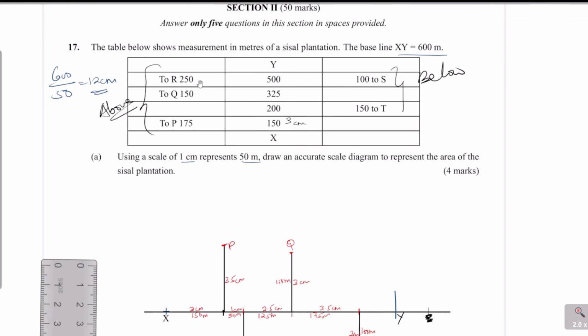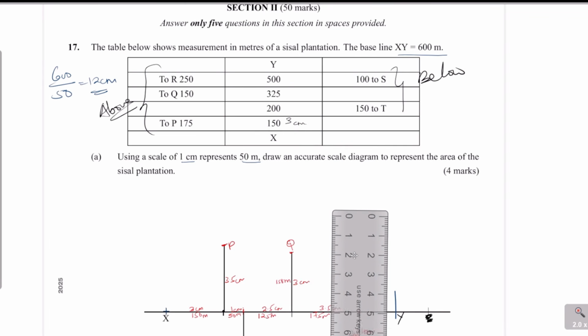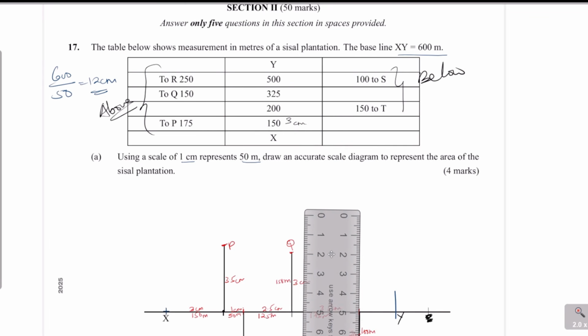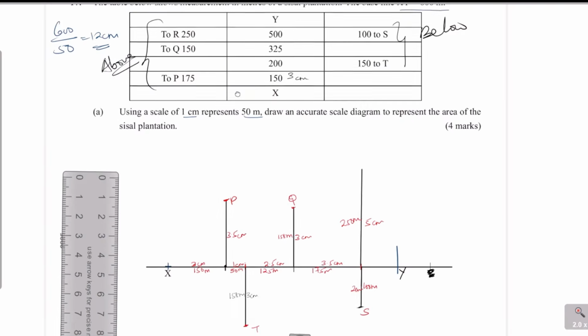So what is 250 meters in centimeters? Just take 250 divided by 50. That will give 5 centimeters. So we are going to measure 5 centimeters now from this point. So 5 centimeters is there. This one is 5 centimeters, which is 250 meters. And that is R.